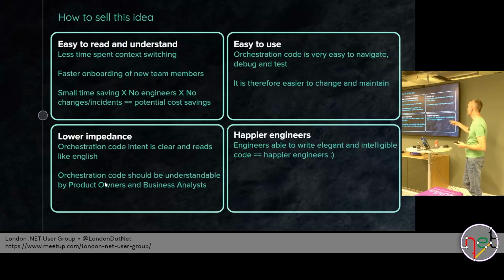The lower impedance thing is more about product owners and business analysts being able to look at the code and it not being completely foreign to them. And then I'm going with happy engineers, because I don't know about you, but if I get to write elegant and intelligible code, it makes me happy.